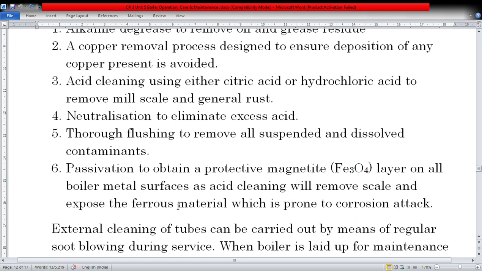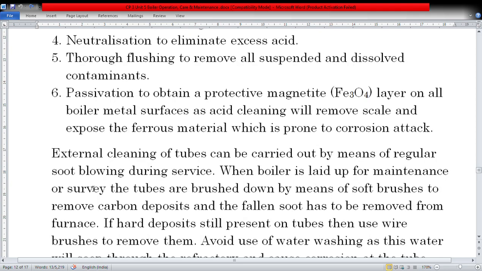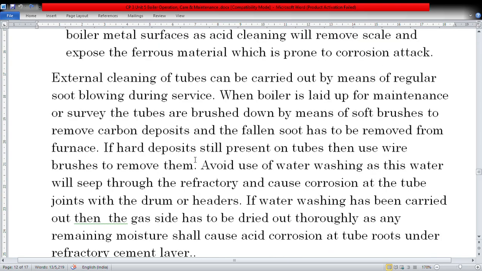Now, when we speak about external tube cleaning, it can be carried out by means of regular soot blowing. Soot blowing we do regularly, 3-4 times a day. When the boiler is laid up for maintenance or survey, the tubes are brushed down with a soft brush to remove carbon deposits, and the fallen soot has to be removed from the furnace. If hard deposits are still present on the tubes, then use wire brushes to remove them. Avoid the use of water washing, as this water will seep through the refractory and cause corrosion at the tube joints with the drum or headers.